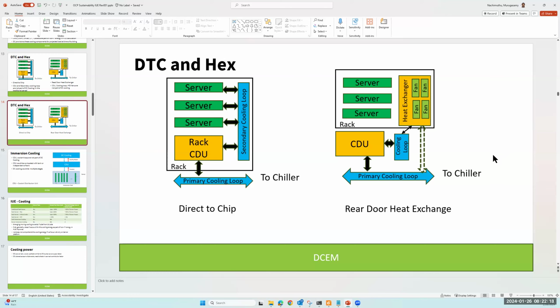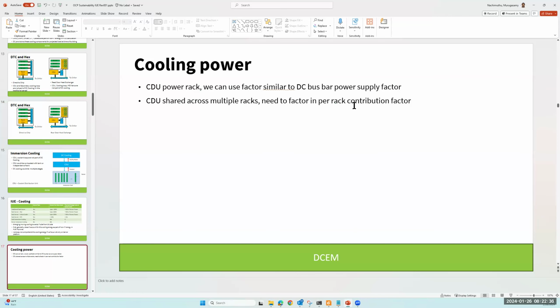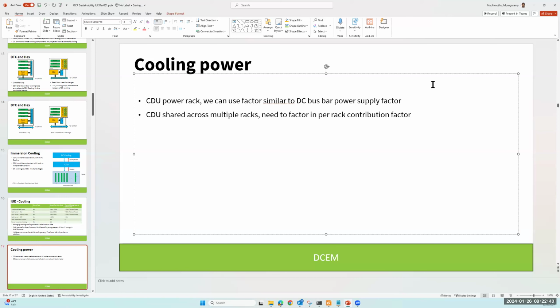But again, here also we will run into the same problem we were discussing with the DC bus bar. Here also the PAN is shared across multiple servers, right? Then we need to factor that in, and the heat exchanger too. The PAN is shared.